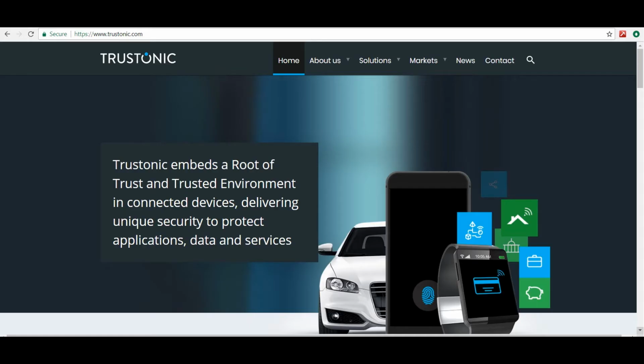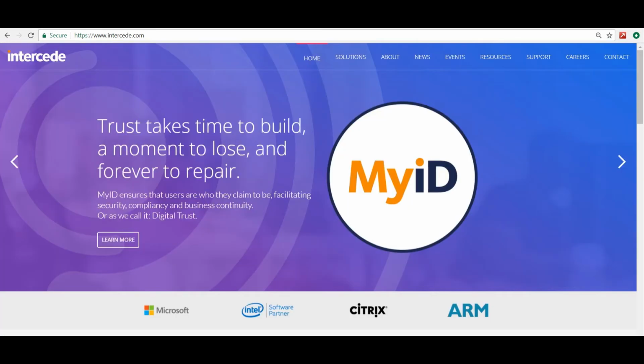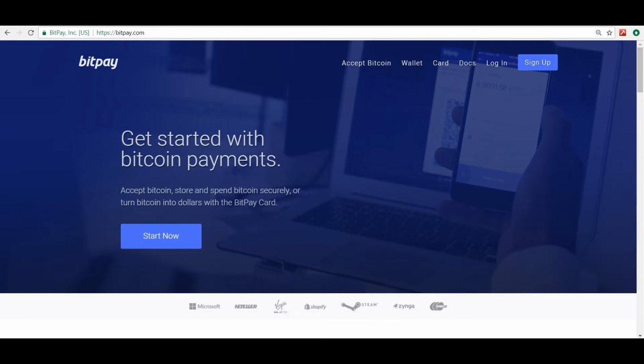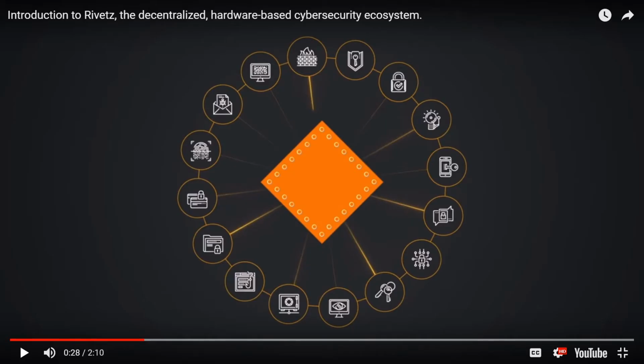Partnerships also include Trustonic, with current deployment of almost a billion devices worldwide, Interseed, which is a digital identity solution backed by Microsoft, also a connection with BitPay, the Bitcoin merchant solution, which is used by Microsoft, Virgin, Shopify, and hundreds of thousands of other merchants.